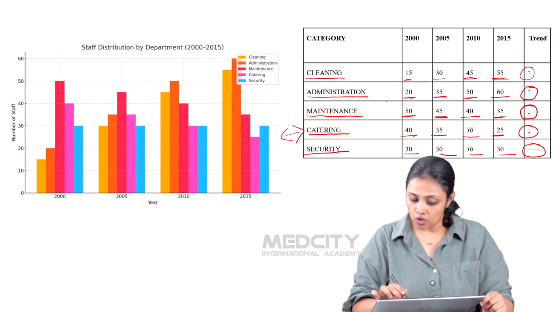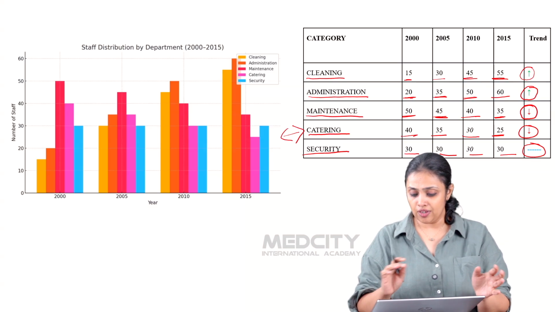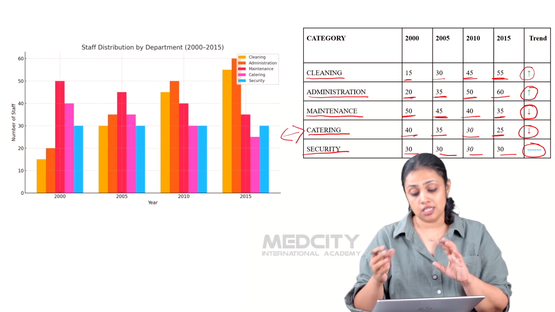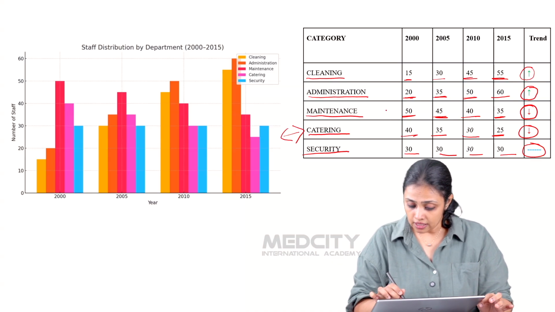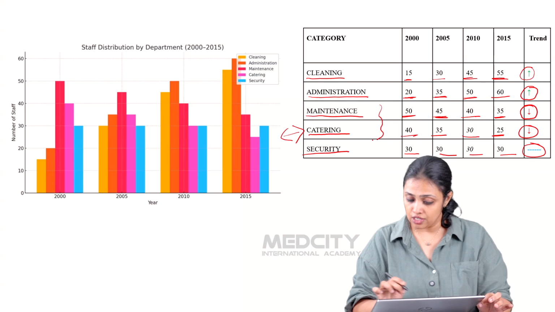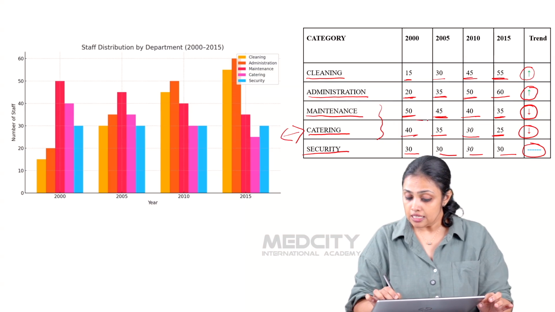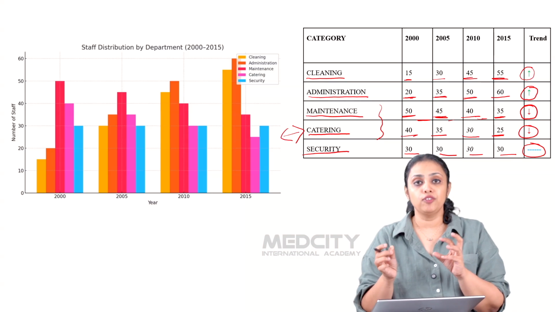Now again, for the admin staff, we cannot identify a very unique or similar pattern, but if you look at maintenance and catering, what you can see is that the difference is always 5 units.